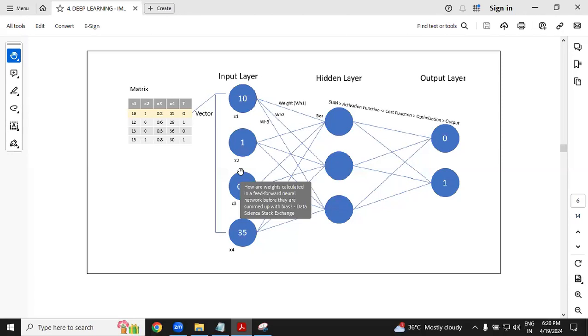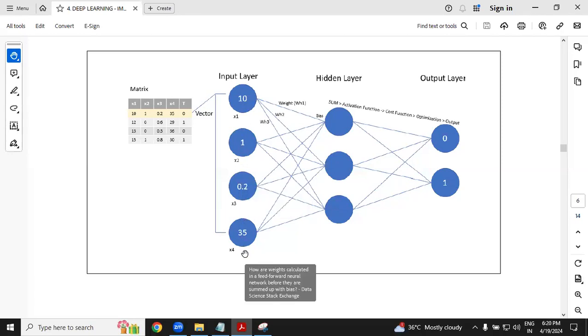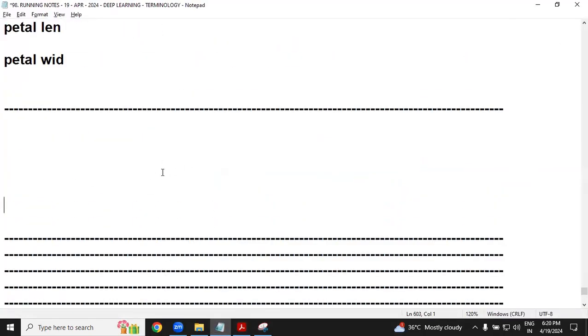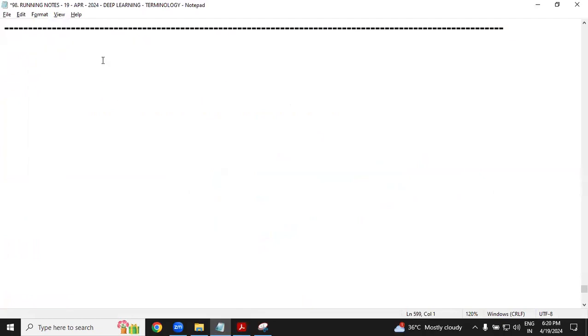Now for the input layer, the input is an array. Now tell me the ML flow. Data, very good. Next one, data frame. Next one, feature engineering if it is required. Next one, array. What is the next one? ML algorithm.